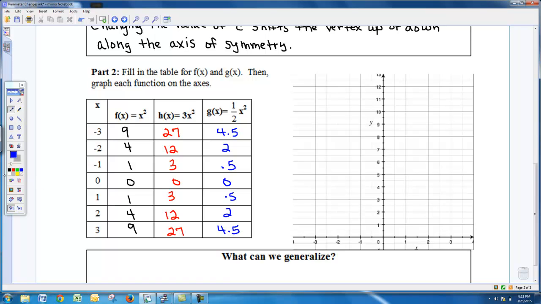And then we're just going to quickly graph those. And we want to notice what the difference in the functions is. So as you graph these, be looking for what the difference is. So 0, 0, 1, and negative 1, 1, 2, 4, negative 2, 4, 3, 9, and negative 3, 9. So there's f of x, our first parabola.